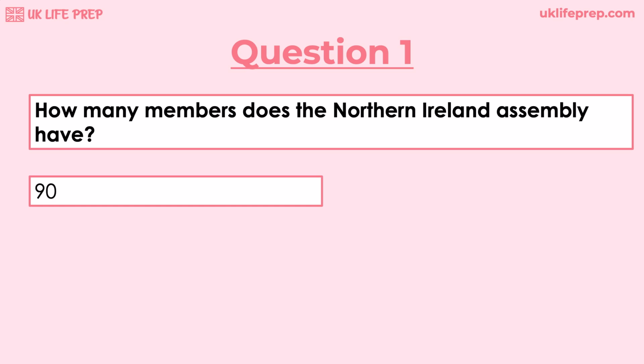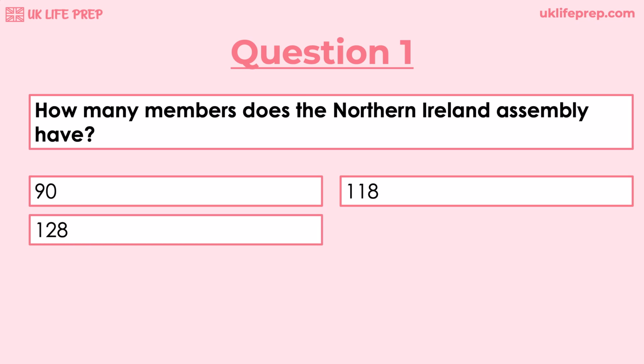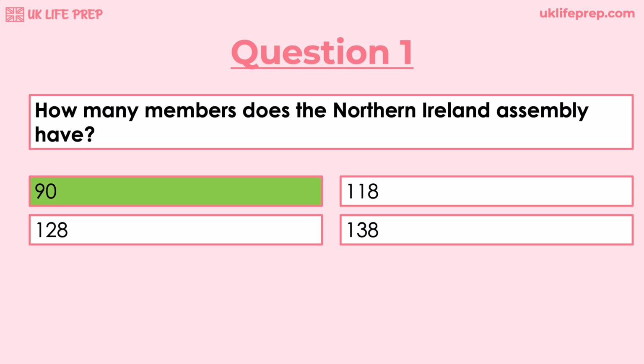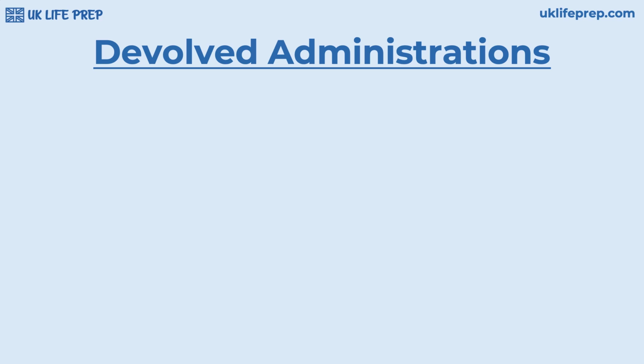A. 90, B. 118, C. 128, or D. 138? The correct answer is 90. So this question is about the devolved administrations. Here's what you need to know.